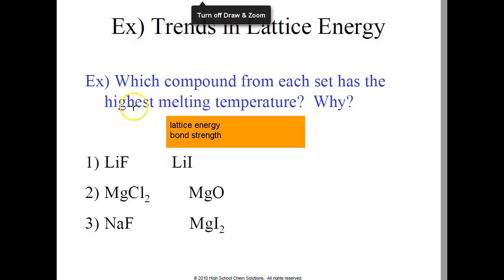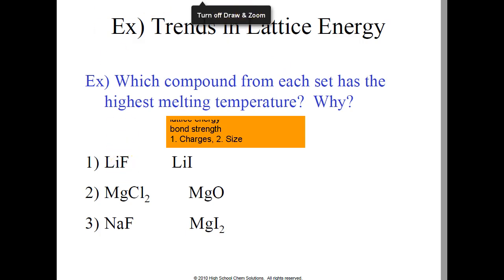So I could ask you which one has the highest melting temperature, the highest lattice energy, the highest bond strength, and why. So anytime we're talking about ionic bonds and how strong they are, that's going to determine how high their melting point is and how high their lattice energy is and how high their bond strength is. And remember, that is dependent on two things. We've got to look at the charges, and if the charges are the same, we're going to look at the size based on what we said on that last slide.